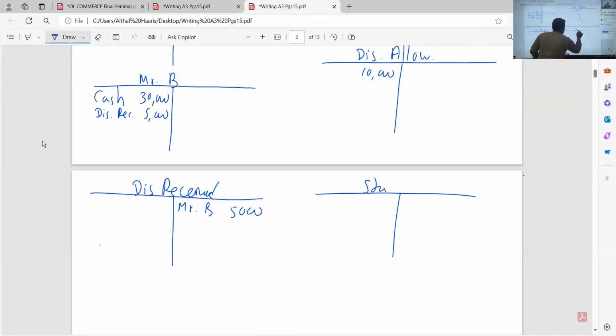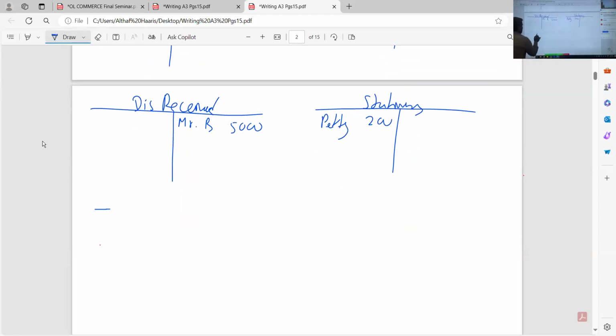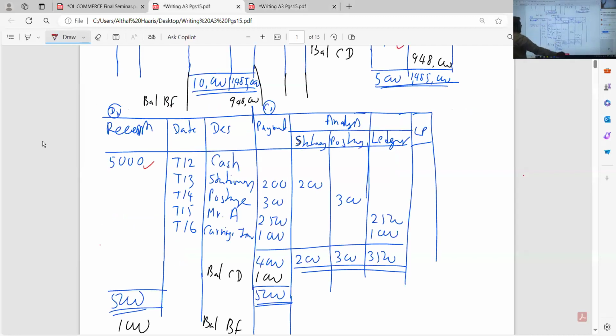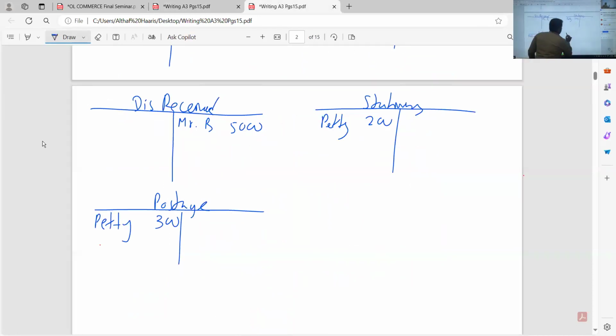Stationery 200, petty cash book. Then here postage 300. Petty. Then next you have, so this is done, this is done. These two separately, Mr. A and carriage inwards separately. Mr. A, Mr. A.